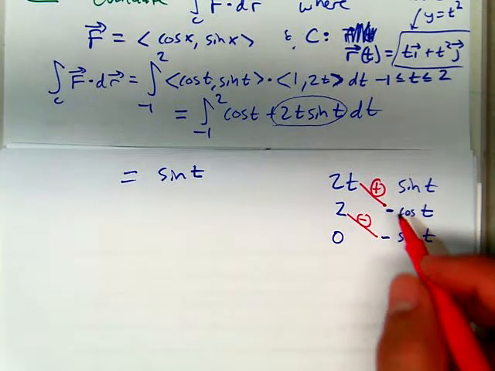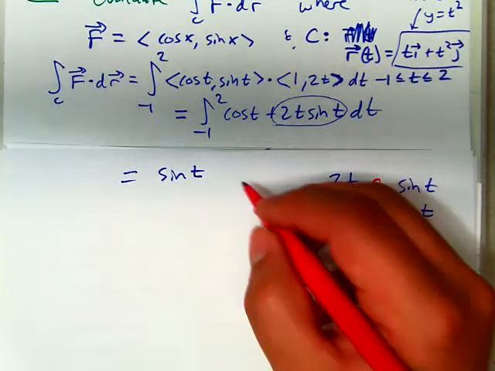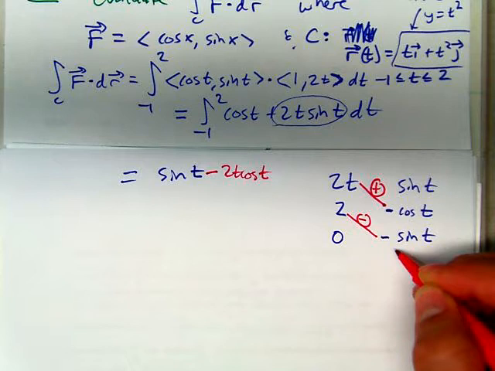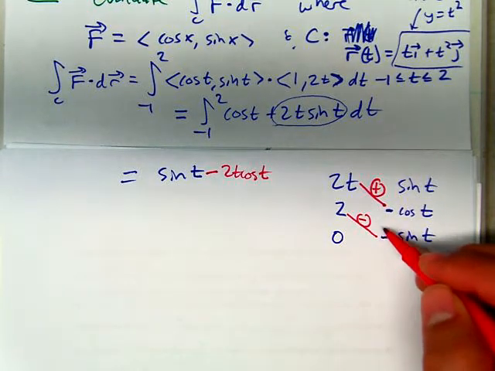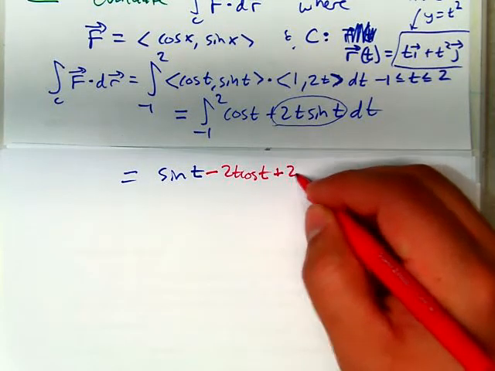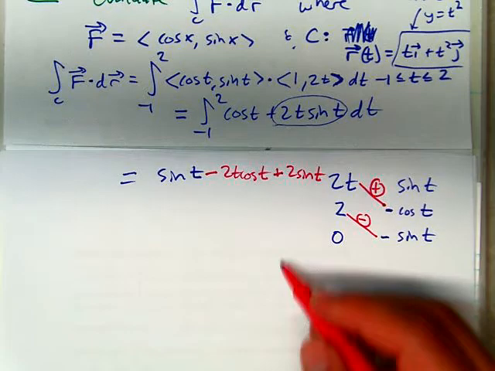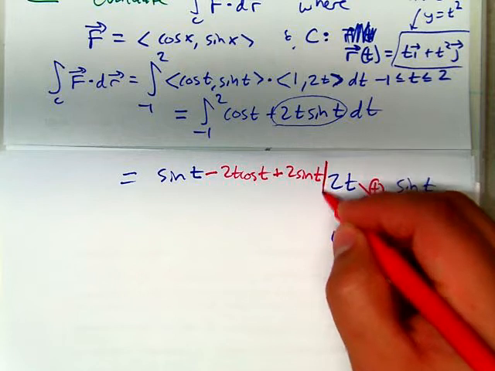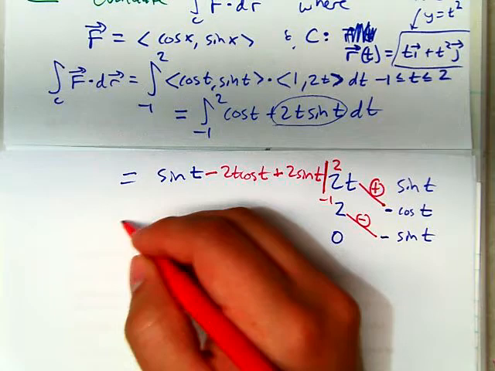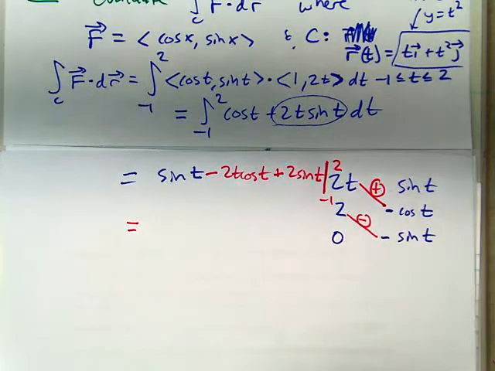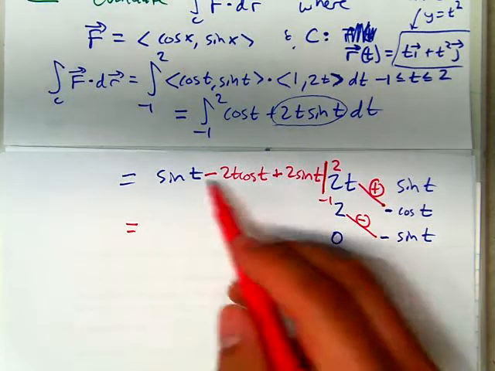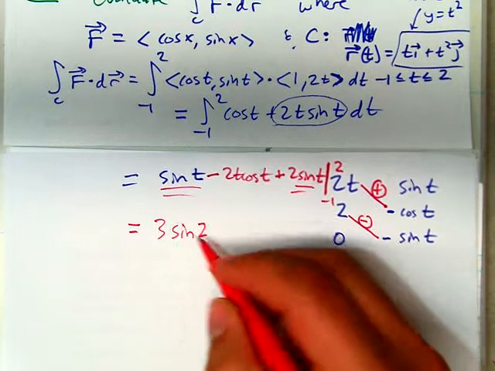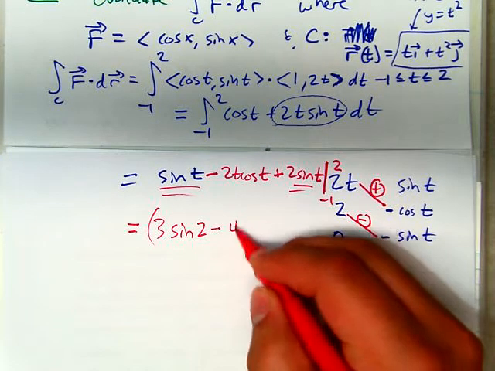So the first product is going to be minus 2t cosine t, and then we take the next product, which is positive 2 sine t. So sine t minus 2t cosine t plus 2 sine t is the value of that integral from -1 to positive 2. When we plug that in, looks like there's actually 3 sine 2 minus 4 cosine 2.